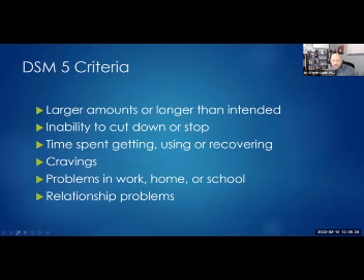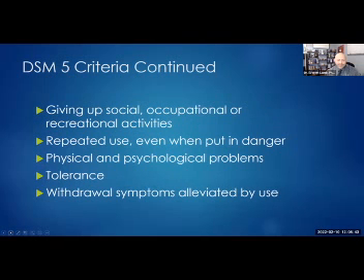Cravings. Big one. Problems in work, home, or school, not fulfilling those obligations to the best of their ability due to possibly recovering from substance use. Preoccupation with using substances. And then the last one is relationship problems. We have 11 in total, and these are what we use as the diagnostic criteria, right? So they've been giving up social, occupational, or recreational activities.